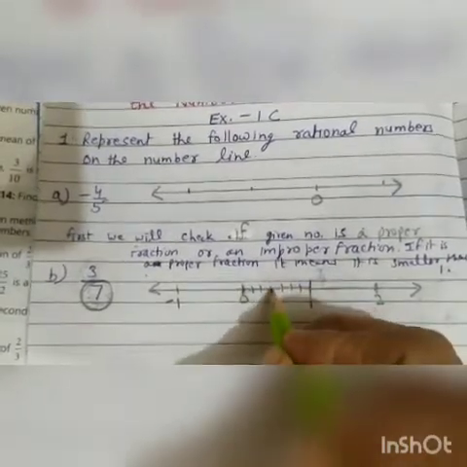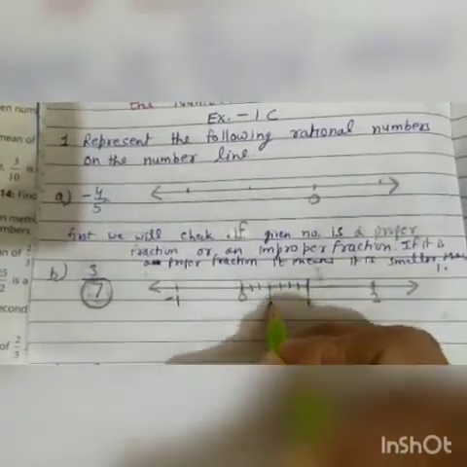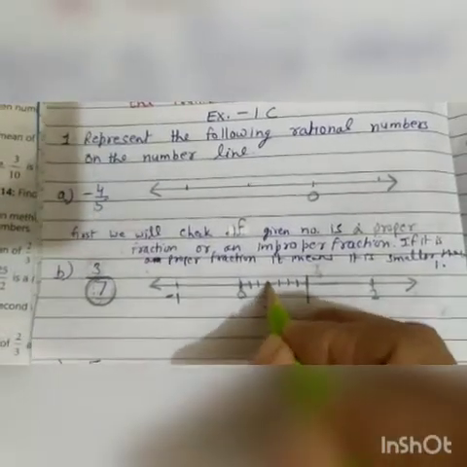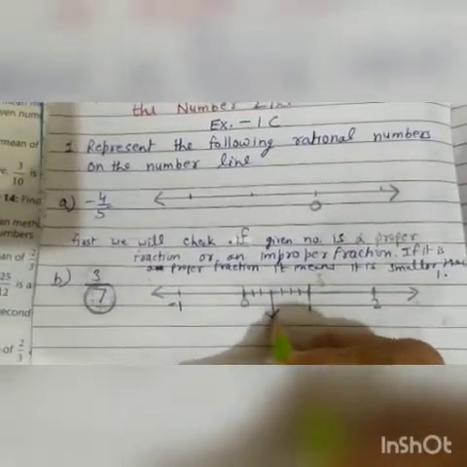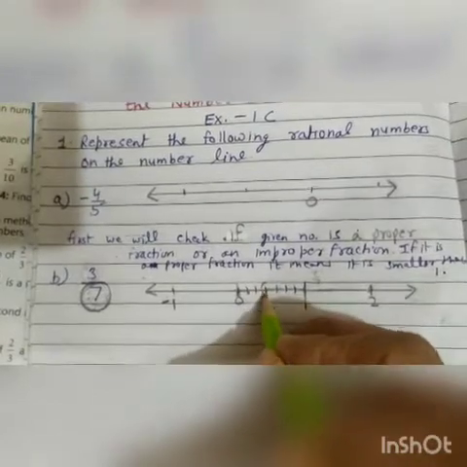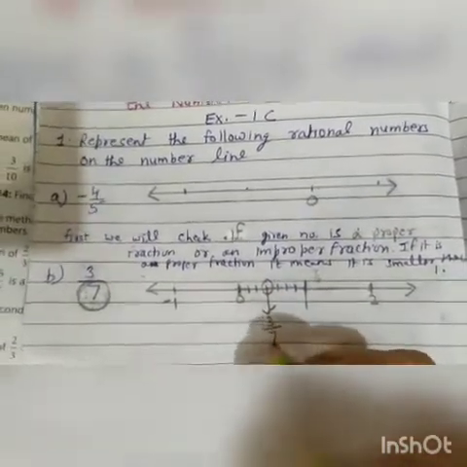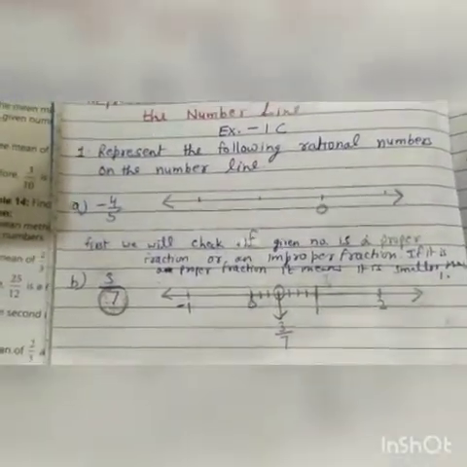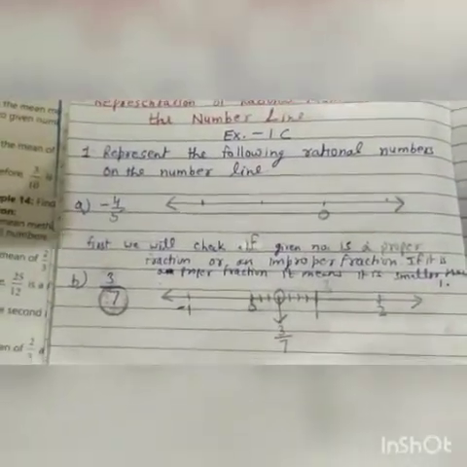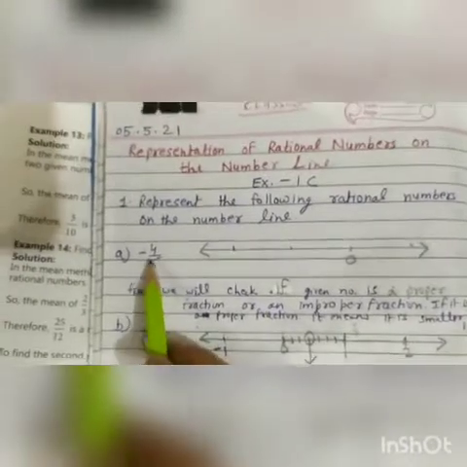So how will we do it? Here I am writing. We will show it with an arrow by circling this one. It is 3/7. Clear? Now come to its first part.